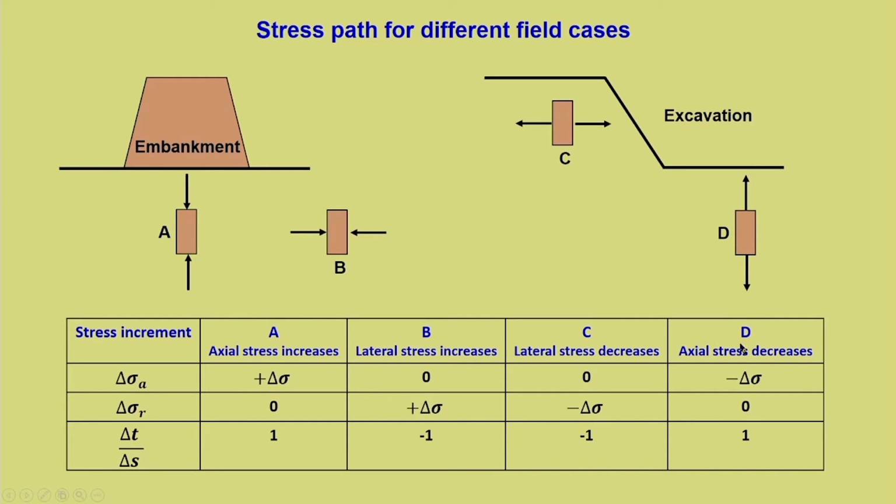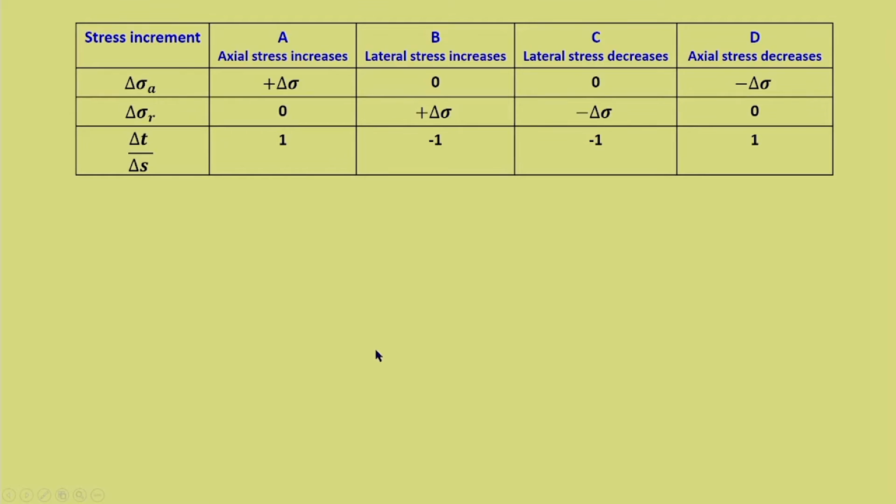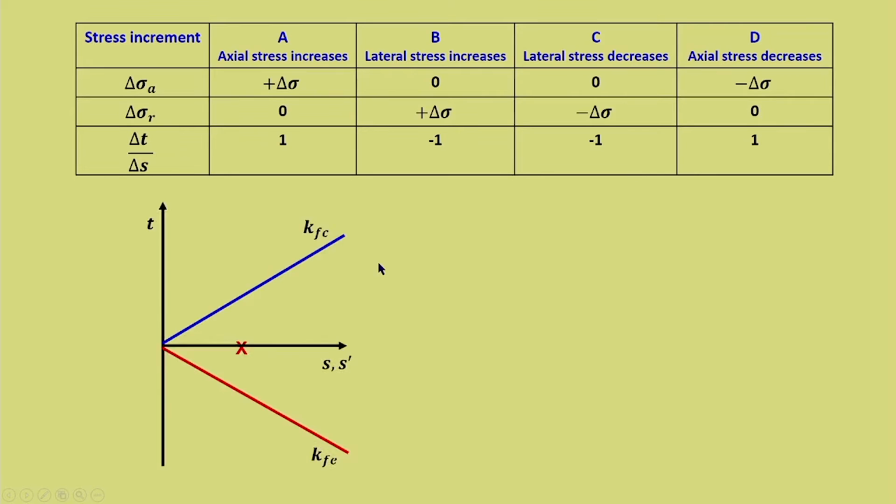And in the case of D, the axial stress is getting released. So, delta sigma A is equal to minus delta sigma, and delta sigma R is equal to 0, there is no change, and hence delta t by delta s is equal to 1. Please try to work it out whether delta t by delta s is correct or not. That will give you an experience of the determination of slope, and what we need for plotting this stress path is the slope of the stress path. So, let us try to understand this on the t-s-s' plot.